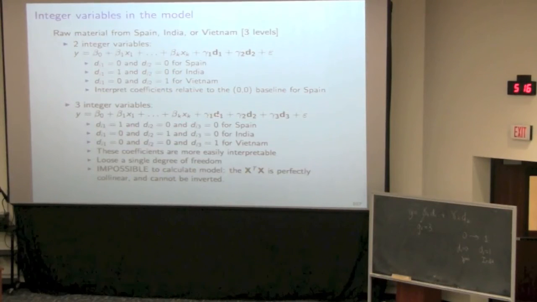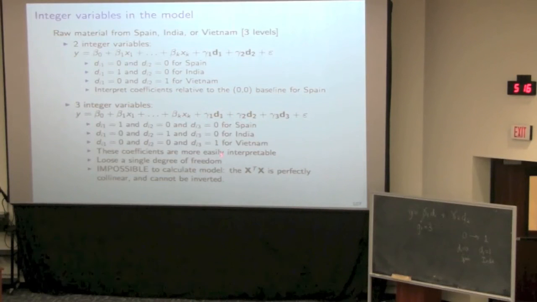For India, put this first coefficient to 0, that to 1, and then that to 0. So 010 codes for India, and then 001 codes for Vietnam. That might seem intuitive, because then G1 is going to be the effect for Spain, G2 is going to be the effect for India, G3 is going to be the effect for Vietnam.